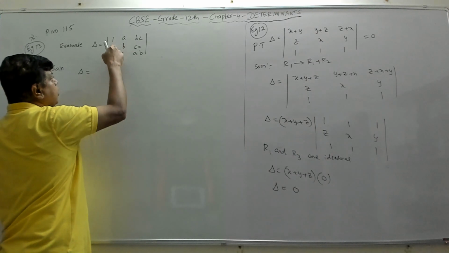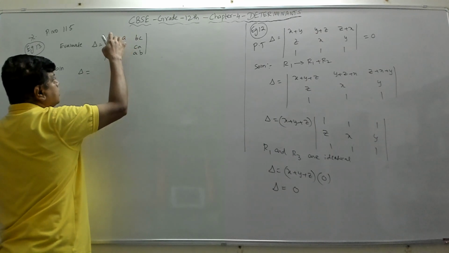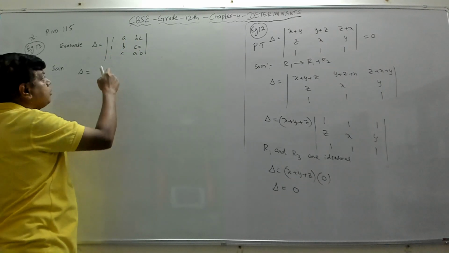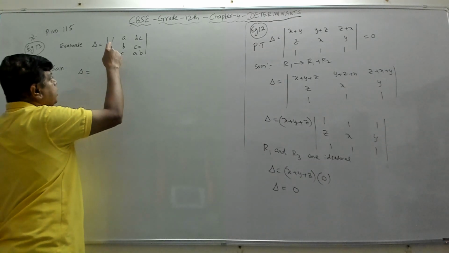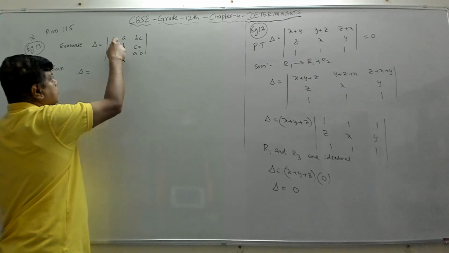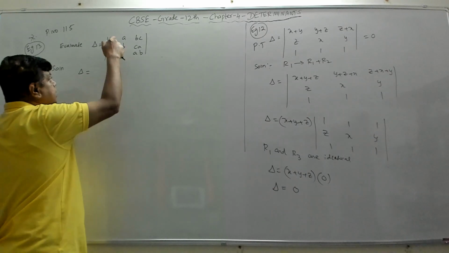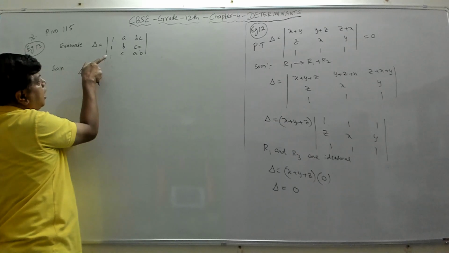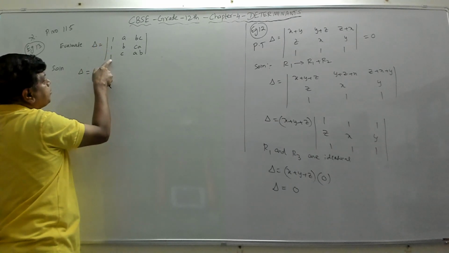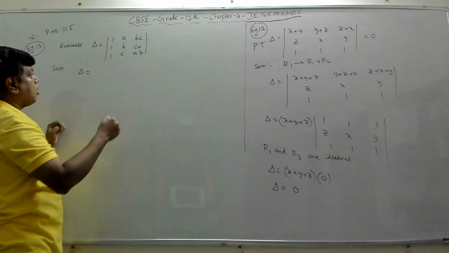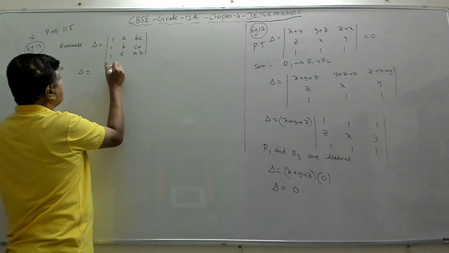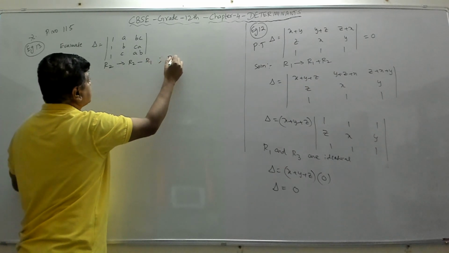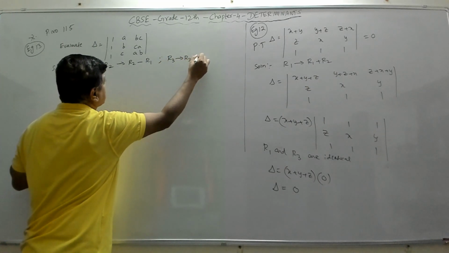The moment you see 1, 1, 1 in any row or any column, immediately I can make this 0 by doing 1 minus 1. I can subtract this one with this, and again this minus this. So R2 becomes R2 minus R1 and R3 becomes R3 minus R1. Then that will make this 0, this 0. So the operation that we are going to apply is R2 implies R2 minus R1. Similarly, R3 implies R3 minus R1.